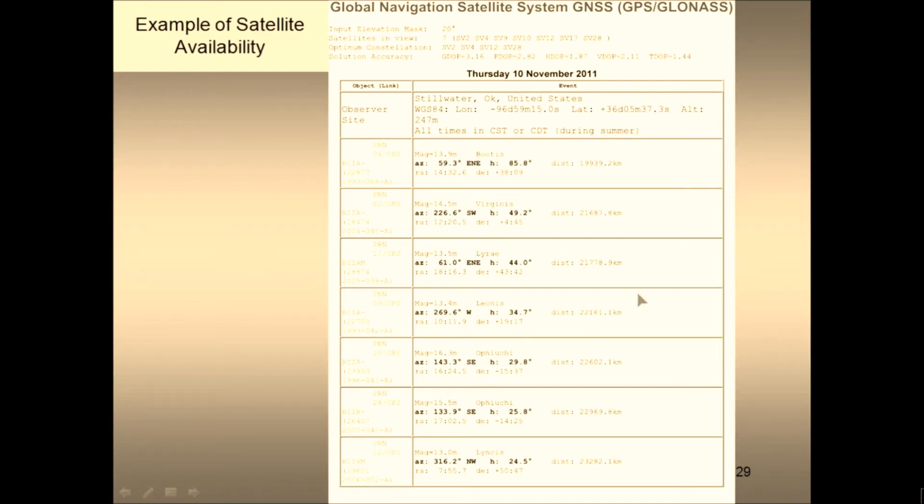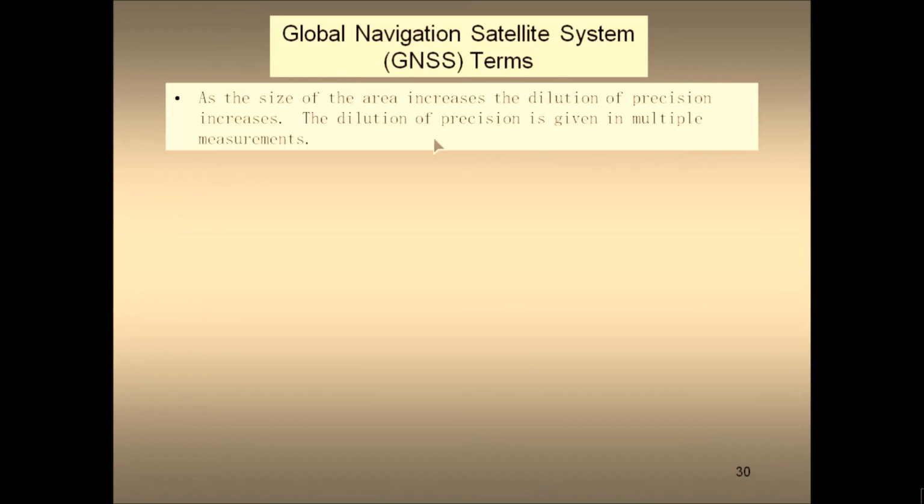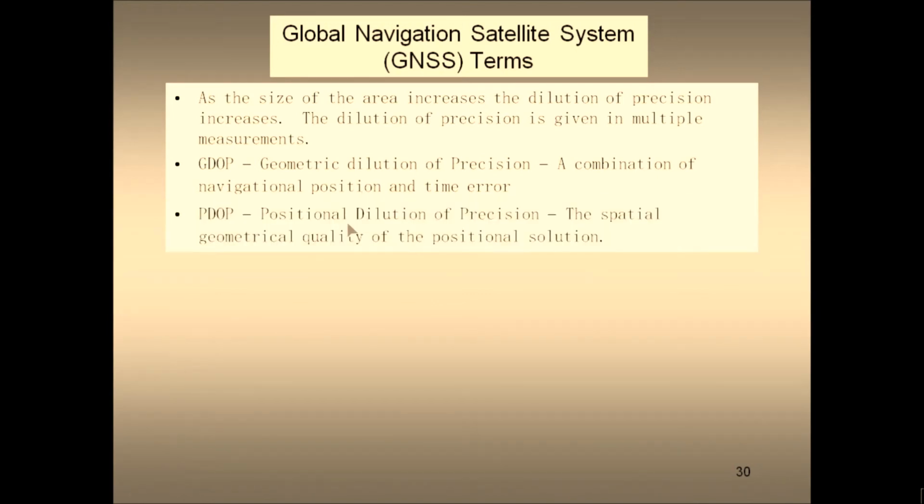And coming to GNSS, the Russian GNSS, as the size of the area increases, the dilution of precision increases. The dilution of precision is given in multiple measurements. GDOP, geometric dilution of precision, a combination of navigational position and the time error. And PDOP, the positional dilution of precision, the spatial geometric quality of the positional solution.